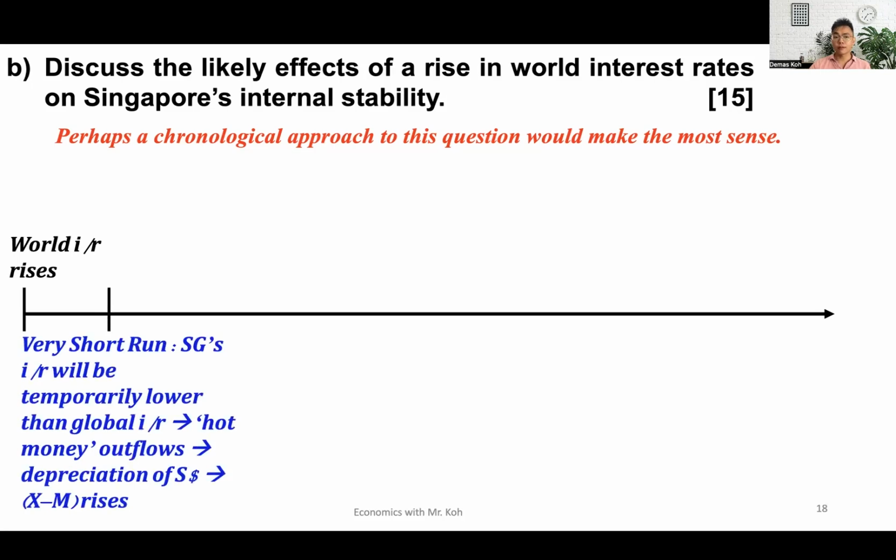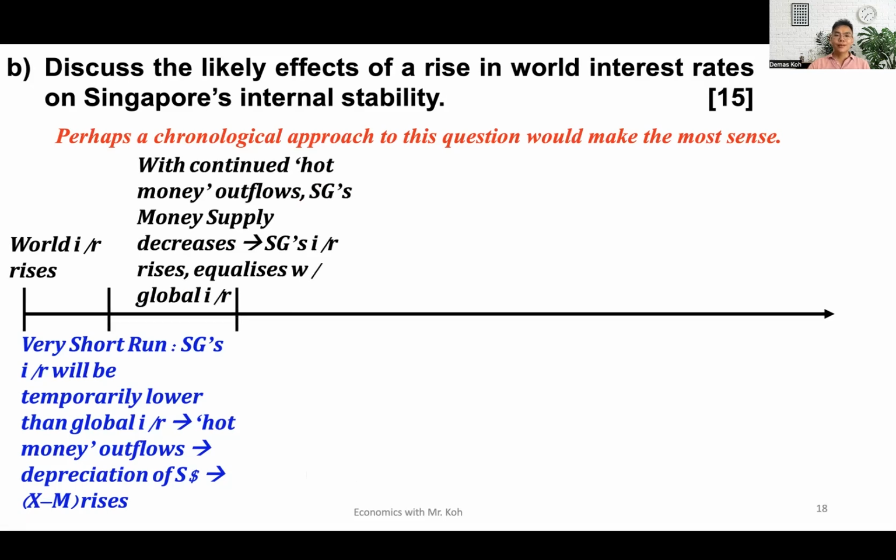In the very short run, this means that Singapore's interest rates will be temporarily, only for a very short period of time, lower than global interest rates. This means that there are hot money outflows out of Singapore because short-term investors would seek higher rates of return elsewhere in the world. As a result, there's depreciation of the Singapore dollar, leading to a rise in net exports, assuming that the Marshall-Lerner condition holds.